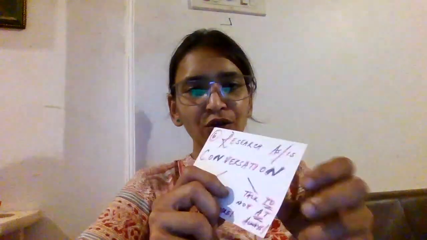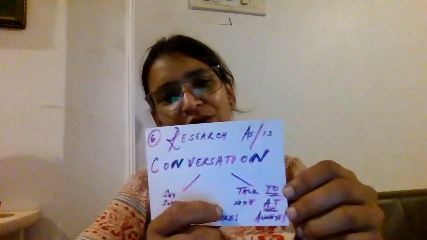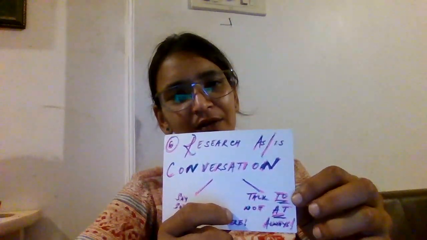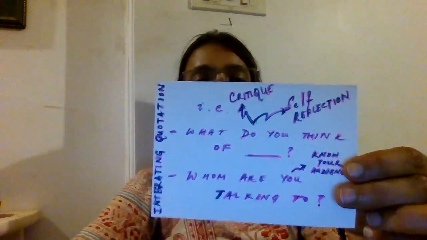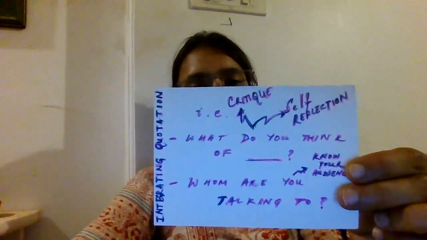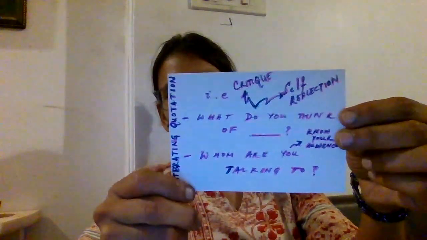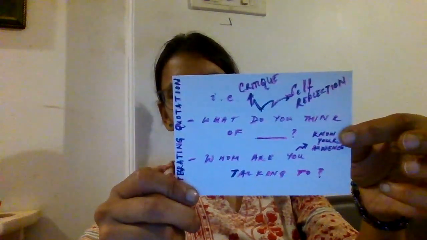Speaking of your reader, talk to the reader and not at the reader. How do you do that? There's no formula for it. But the single most important thing that one needs to be aware of when one wishes to talk to rather than talk at one's reader is to be aware of the audience. Whom is it that you're writing to? Whom is it that you're writing for? Who's going to read your writing? Know your audience.